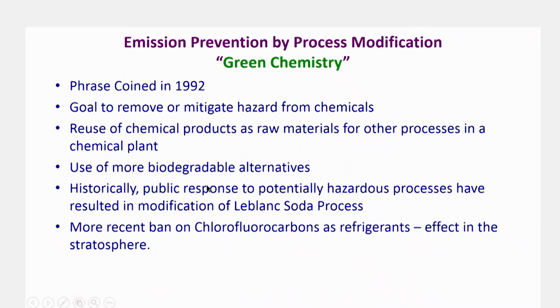The term green chemistry, and by extension what is called a green process, these are all terms that were coined in the last few decades. The idea here is to adopt processes which mitigate hazard from chemicals, and this can be done in various ways. One of the more commonly seen approaches is to use biodegradable alternatives, because one of the concerns we have is the accumulation of a chemical in the environment, and the case in point is plastic.